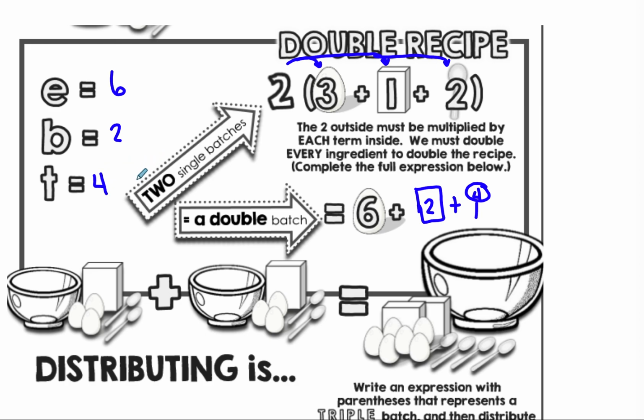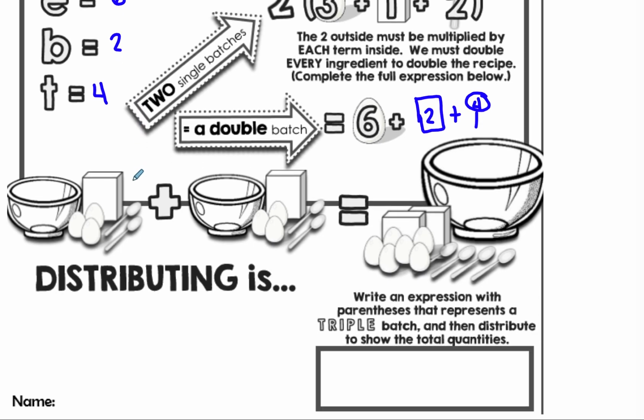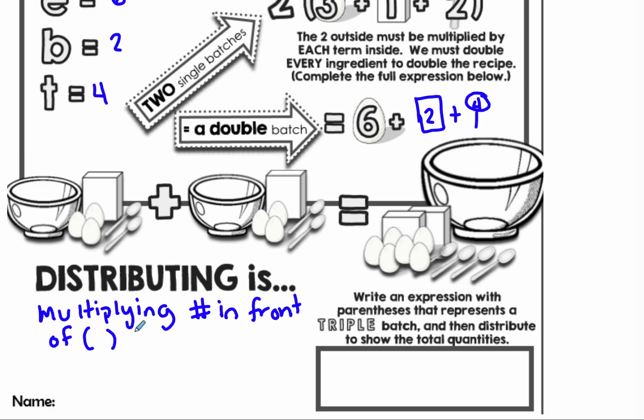All right. So distributing is taking that number in front and multiplying it by everything inside the parentheses. So I guess I'll write that down here. Multiplying the number in front of parentheses by everything inside.